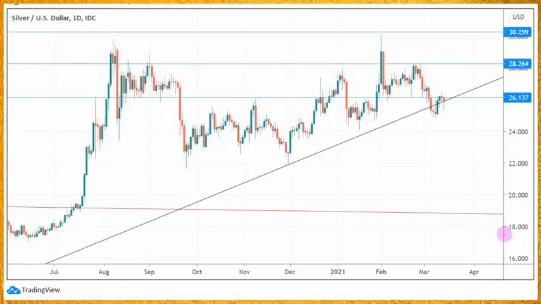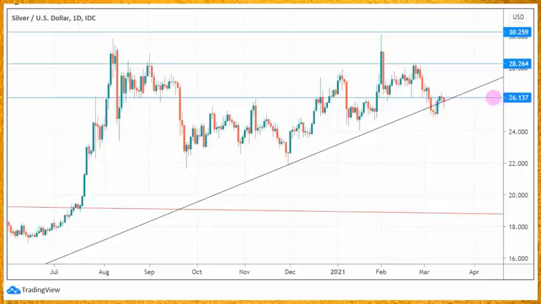Okay, let's take a closer look at silver priced in US dollars on the daily scale, and we had this long-term upsloping trend line. Price poked below it, but remember I said I wasn't too worried because silver tends to do that. It just fakes people out. It does all kinds of strange, bizarre things to mess with your head. Anyway, so price went up, back up above there.